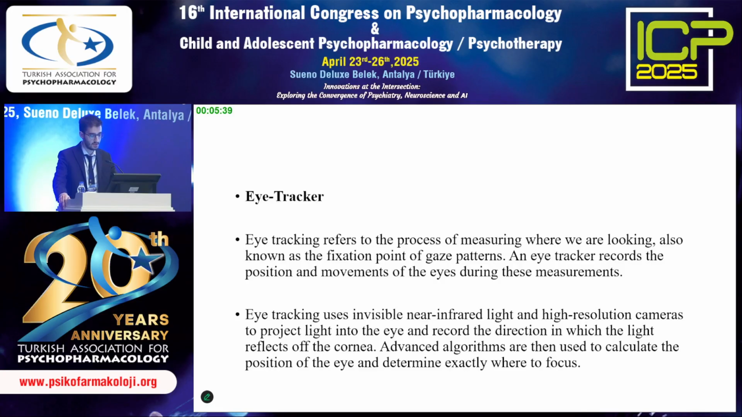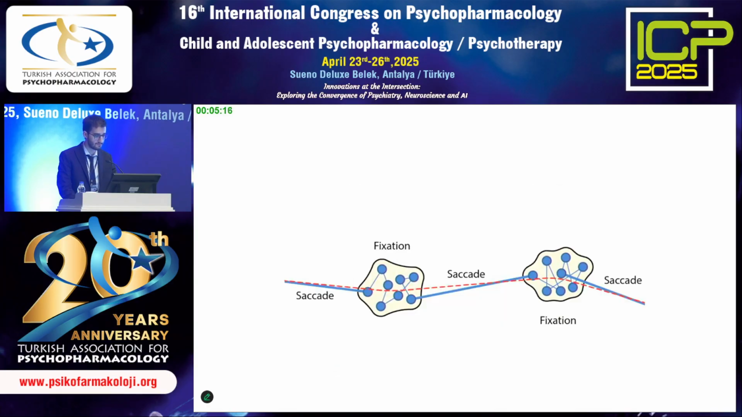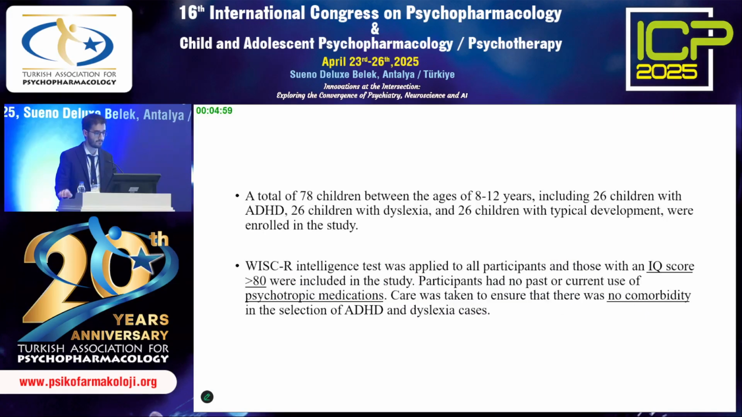Eye tracking refers to the process of measuring where we are looking, also known as the fixation point or gaze patterns. An eye tracker records the position and movements of the eyes during these measurements. You can see on this slide, there is a reflection that is caught by the camera, so the gaze of the eye can be tracked. During reading, the eye movements include fixations and saccades. Saccades are the movements between two points.